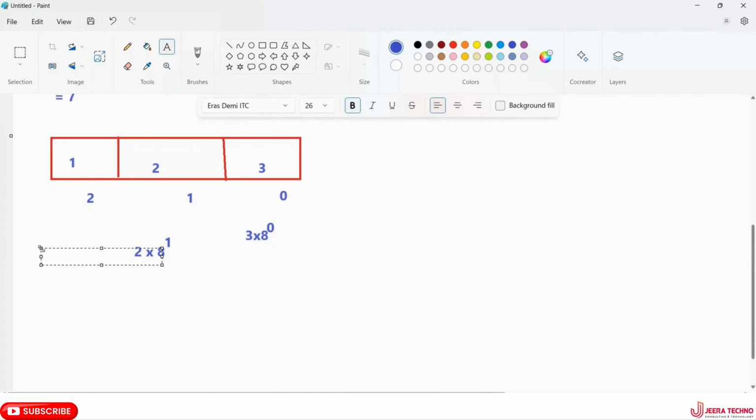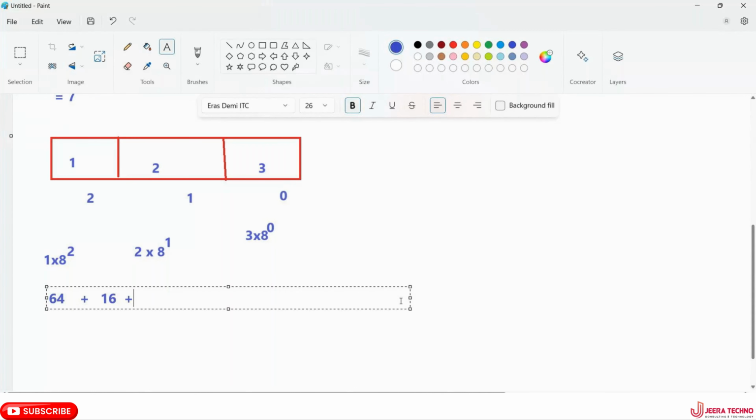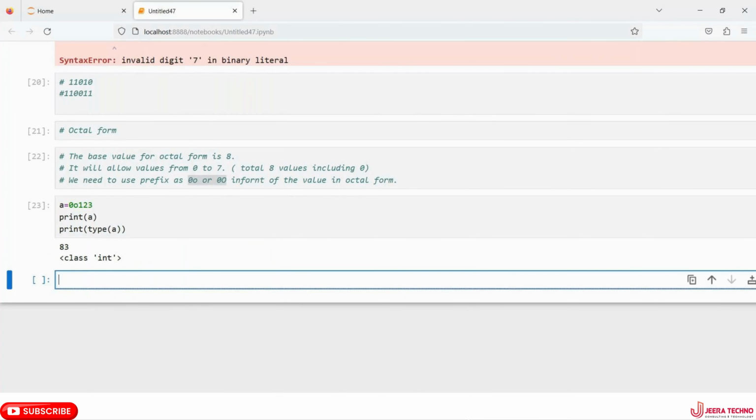Now here 1 into 8 square, 8 means total 64, plus 16, plus 8 power 0. What do you mean by 8 power 0? 1. One second, guys. One second, please.